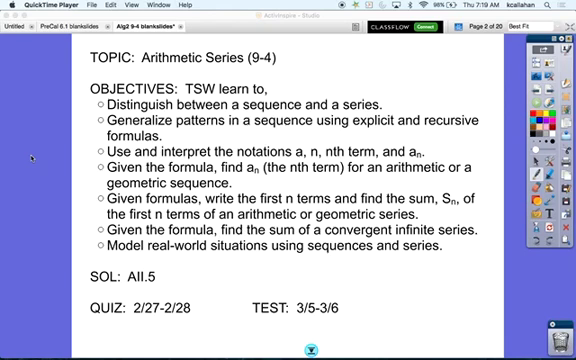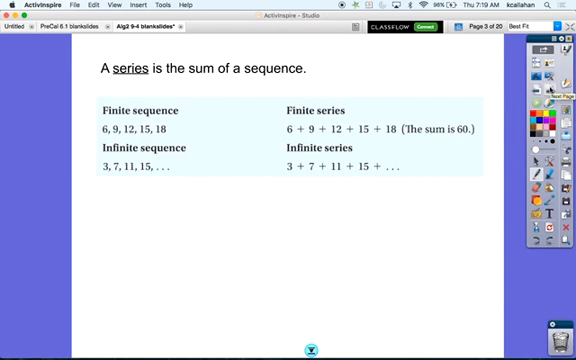Okay, this is our second lesson in sequences and series. We know what a sequence is, an ordered list of numbers, and now we learn what a series is. A series is the sum of a sequence. Here are some sequences on the left, an ordered list of numbers, and the associated series would just be replacing all the commas with pluses.